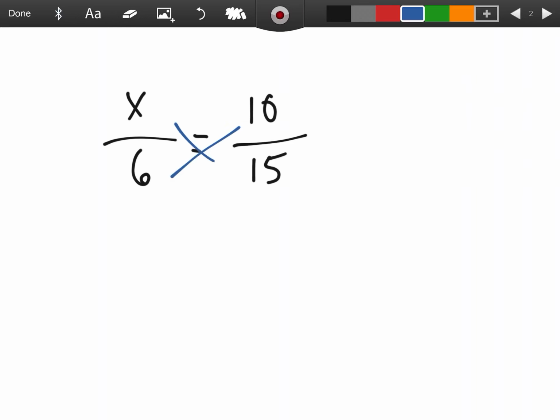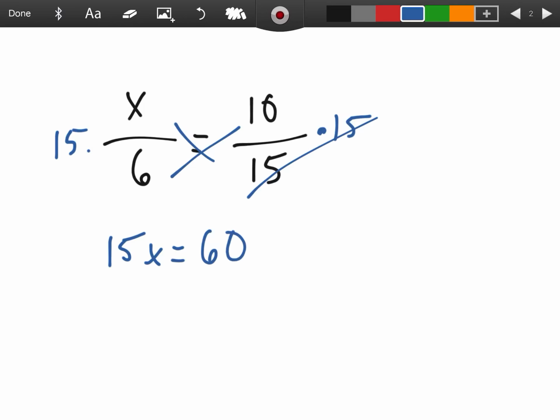On the right side, if I'm dividing by 15, I can multiply each side by 15 in order to get rid of that. Boom. Same thing on the left side. If I'm dividing by 6, I can multiply both sides to get rid of that 6 on the left side. So cross multiplication gives me that 15x is equal to 6 times 10, which is 60. And so I then find that x is equal to 4.